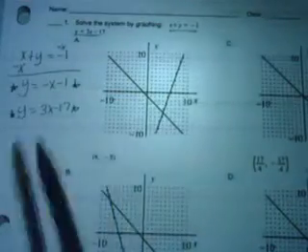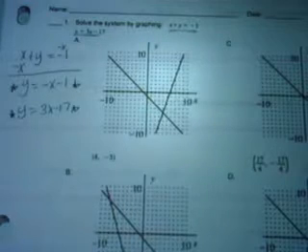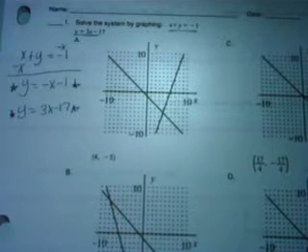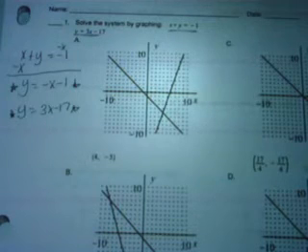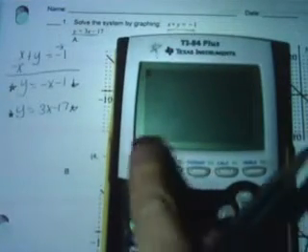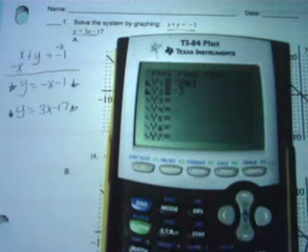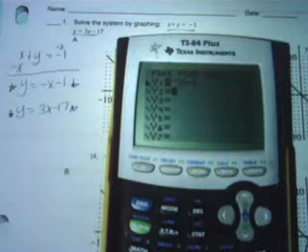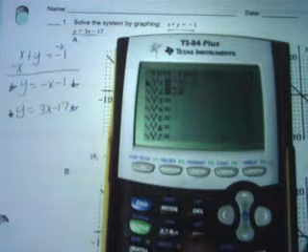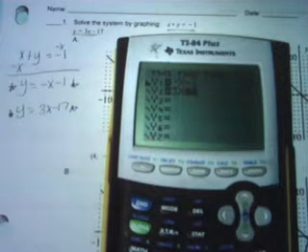Alright, we're just going to find which of these graphs represents those 2 equations. So, what am I going to tell you to use? Calculator. Put it in there and graph them. We got y equals negative x minus 1. Move down and graph the other line, 3x minus 17.